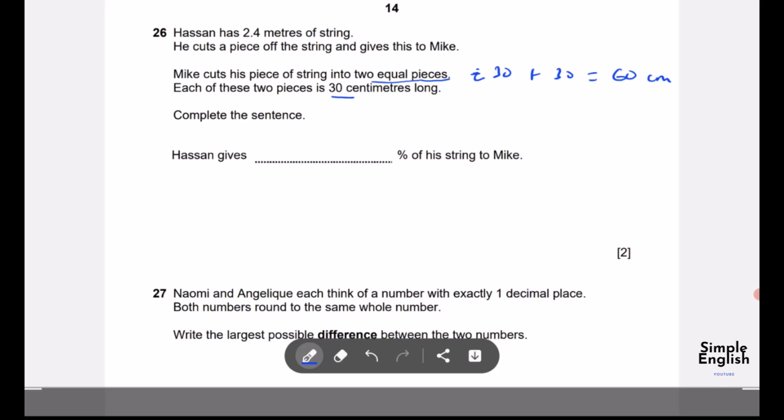Complete the sentence. Hassan gives how many percent? Remember 2.4 meters is equal to 240 centimeters, right? And then we take 60 divided by 240 centimeters. Here it means 6 over 24 is 1 over 4, 1/4, right? So times 100%, it means 25%, right? So Hassan gives 25% of his string to Mike.